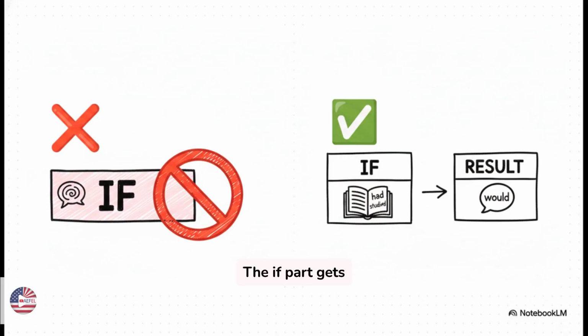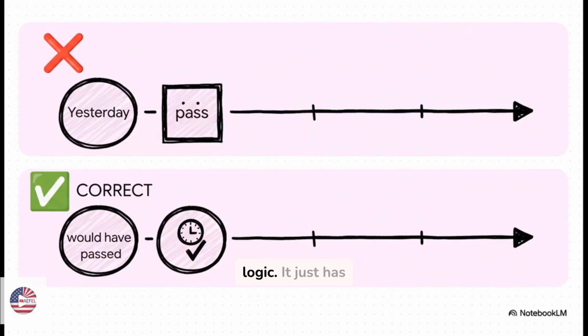The if part gets the past perfect or the simple past. That's the rule, period. This one is all about logic. It just has to make sense. If you're talking about yesterday, a specific time in the past, your verb needs to reflect that past result. Would have passed. If your result is happening now, you need a time marker, like now or today. Just make sure your timeline adds up.